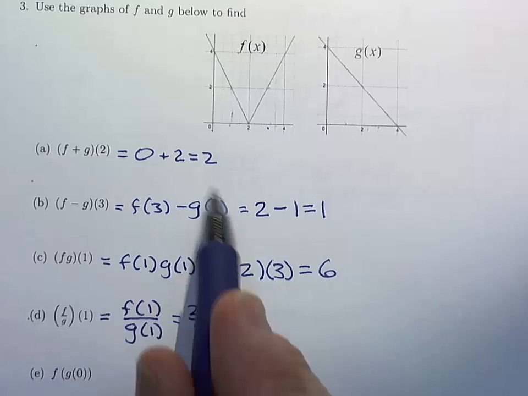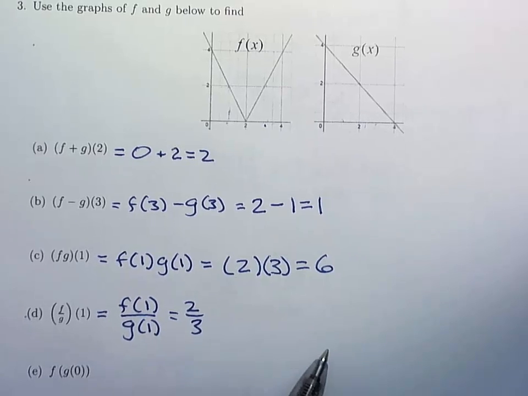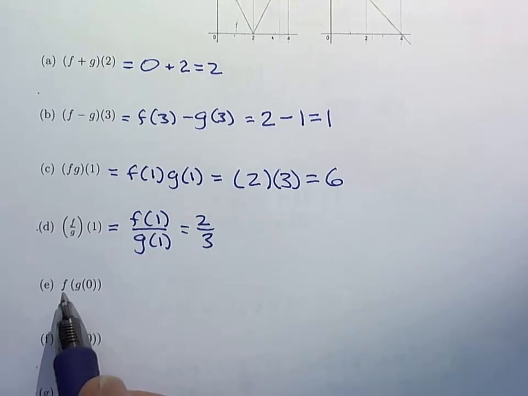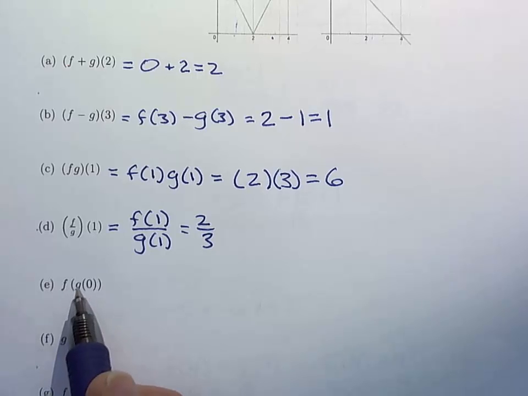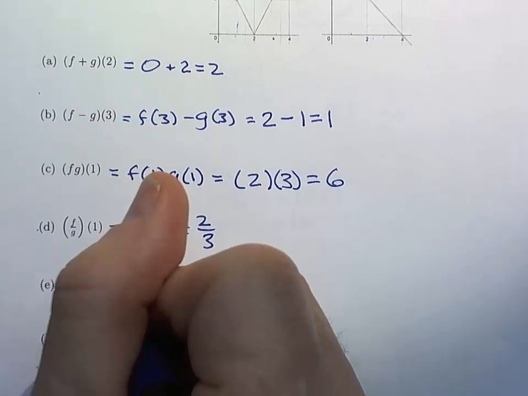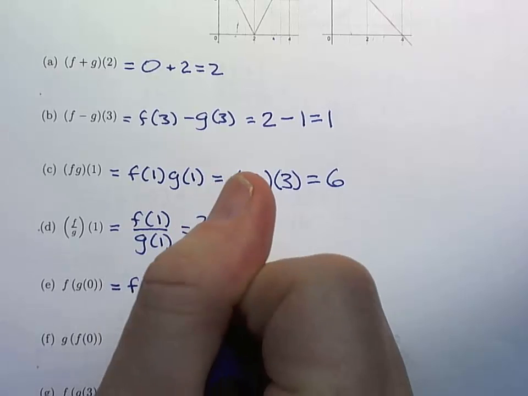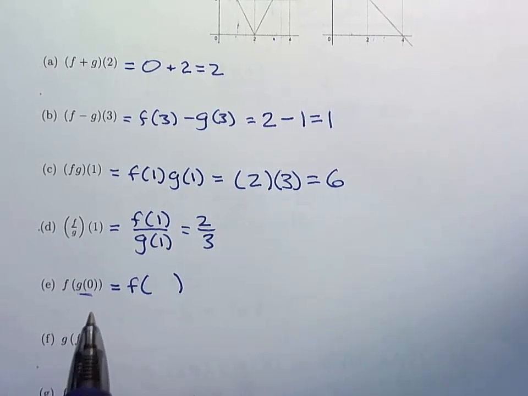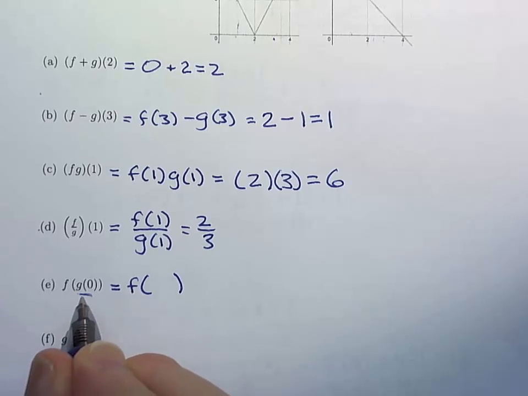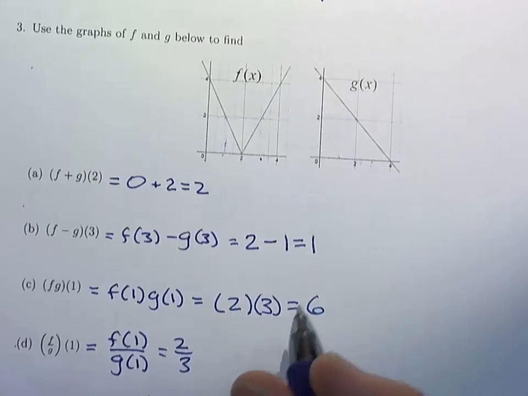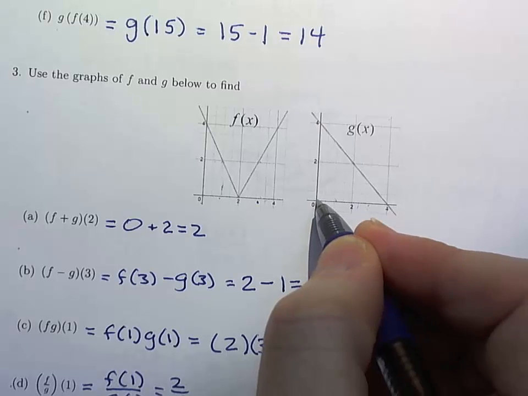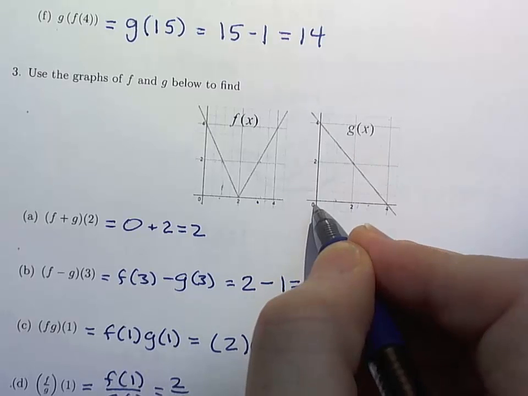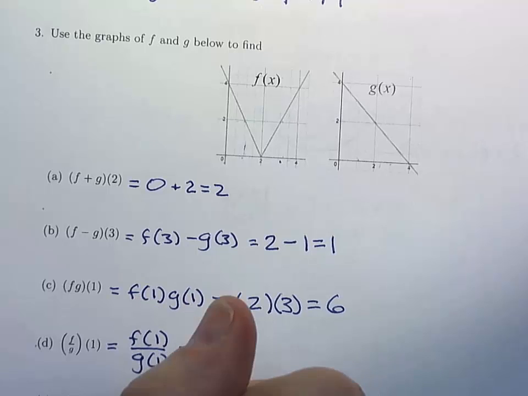Now, so those are pretty straightforward. We're just getting them off the graph. Now, let's look at these composite ones. This says f of g of 0. So we've got f of something. Well, that something is g of 0, so I've got to find out what is g of 0. So I go up here to the g function, g of 0, and I get 4. See? So I'll put a 4 in here.